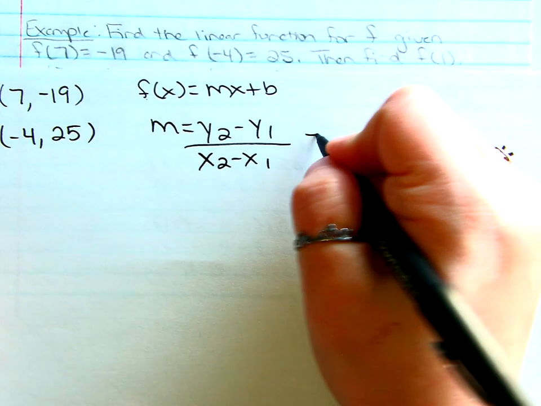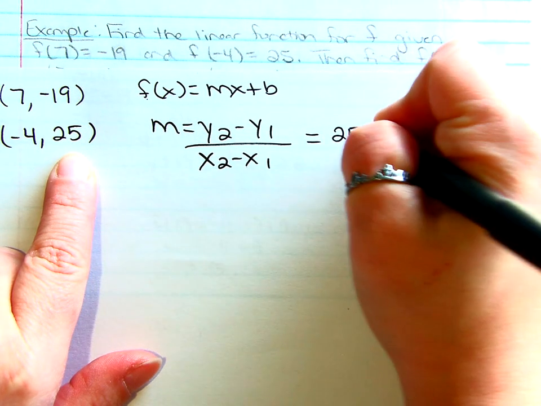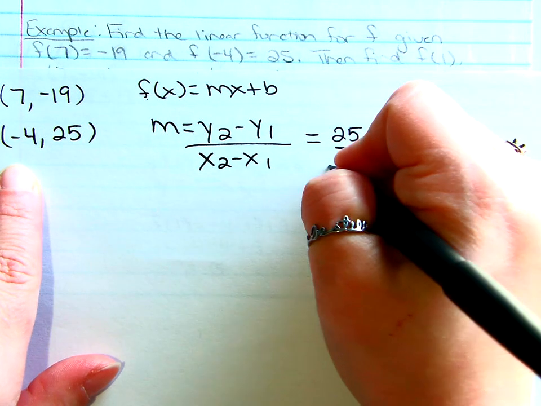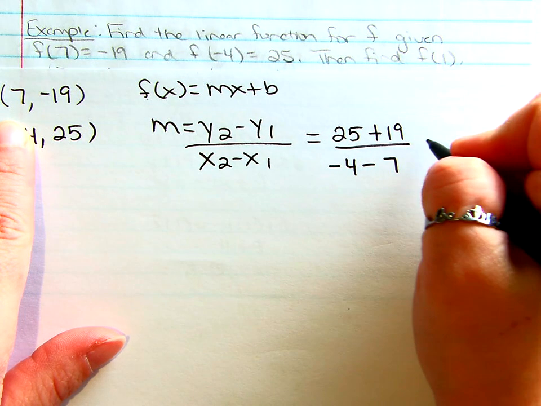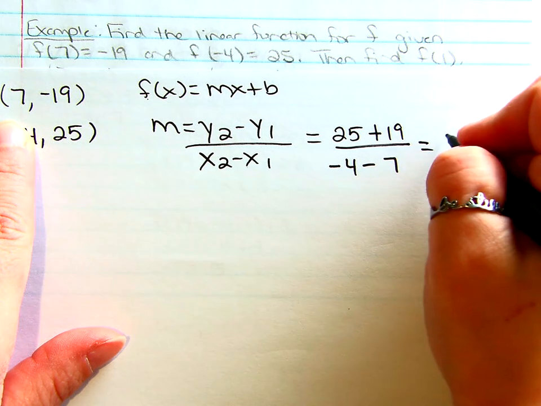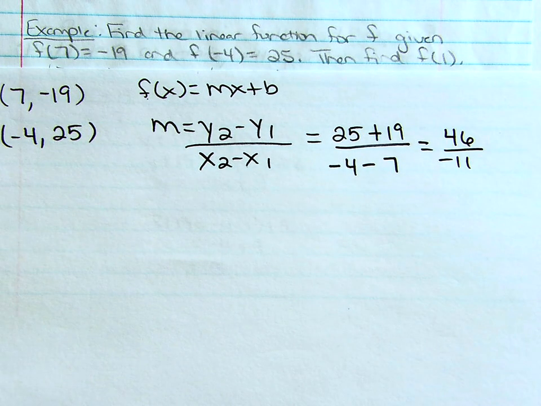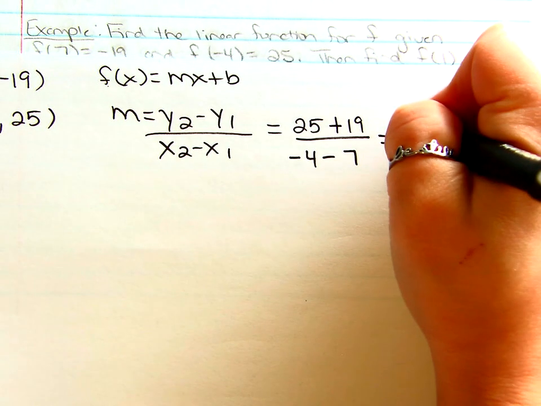So y2 minus y1 over x2 minus x1, 46 over negative 11. Is it really that gross? No, not if I can do numbers right. Goodness, 44. I can't do numbers.